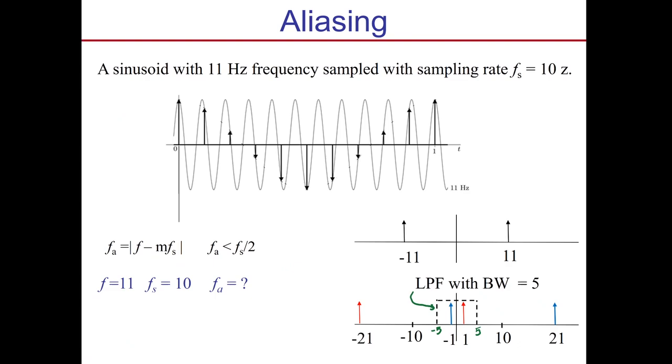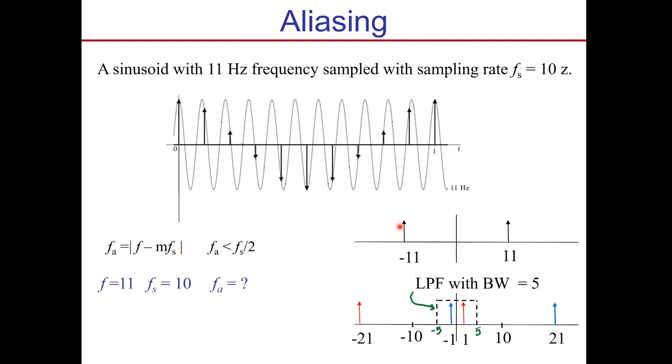And to help you visualize aliasing, imagine the following. You have a sinusoidal signal with 11 hertz frequency. You should sample it at least 22 samples per second, but instead you sampled it at 10 hertz. So let's see what happened. So our original signal is a sinusoidal 11 hertz, and you took these samples. If I draw the spectrum of the original signal, it is this one. There is 11 hertz and minus 11.